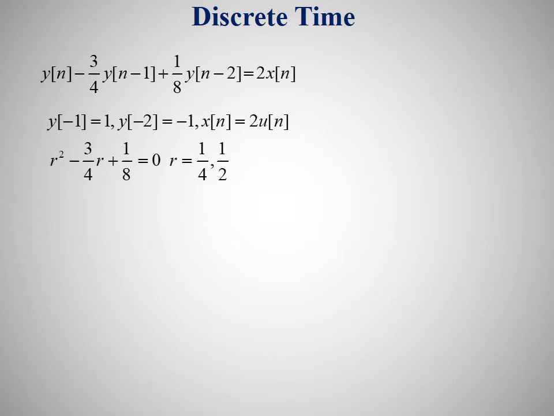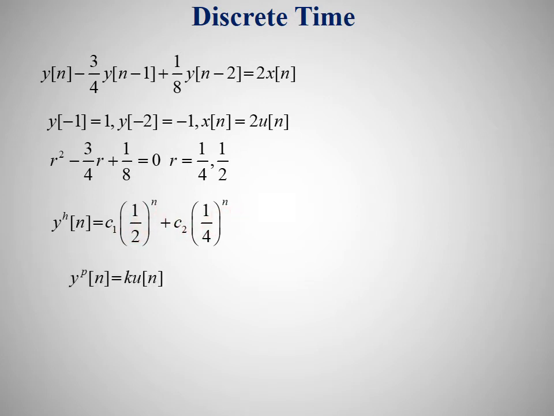The characteristic equation of such a problem is r squared minus 3 by 4 r plus 1 by 8 is equal to 0. Hence, the values of the characteristic roots are r is equal to 1 by 4 and 1 by 2. Thus, the homogeneous solution turns out to be yh of n is equal to c1 half power n plus c2 1 by 4 power n. The particular solution is going to be yp of n is k into u of n.